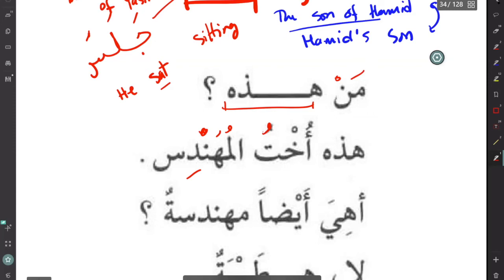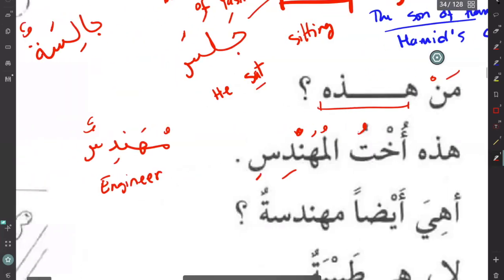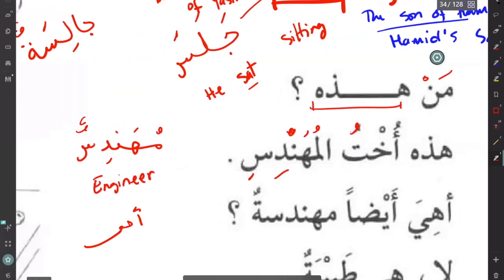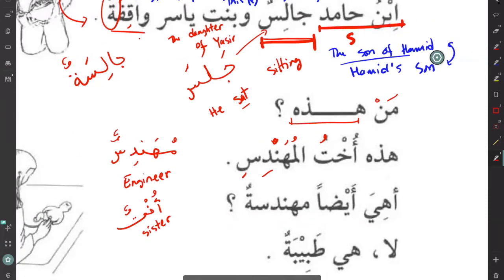Muhandis, the word, I don't know if we had this word. Muhandis is engineer. Okay, and ukhtun is sister. This word is going to be in the word list, so I'm just letting you know.